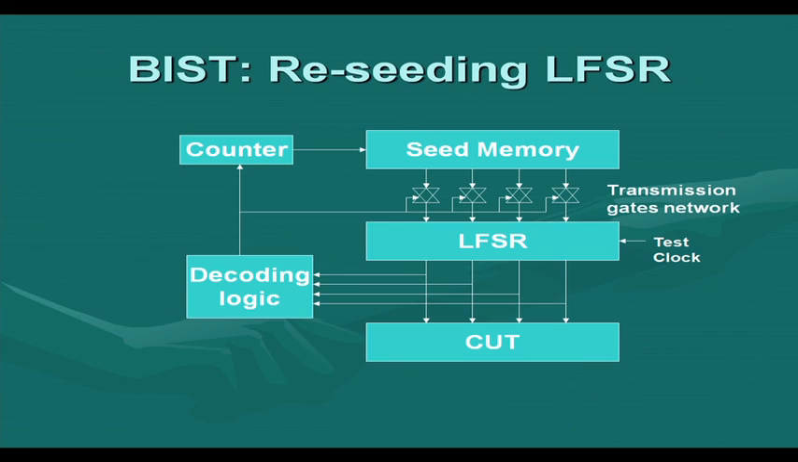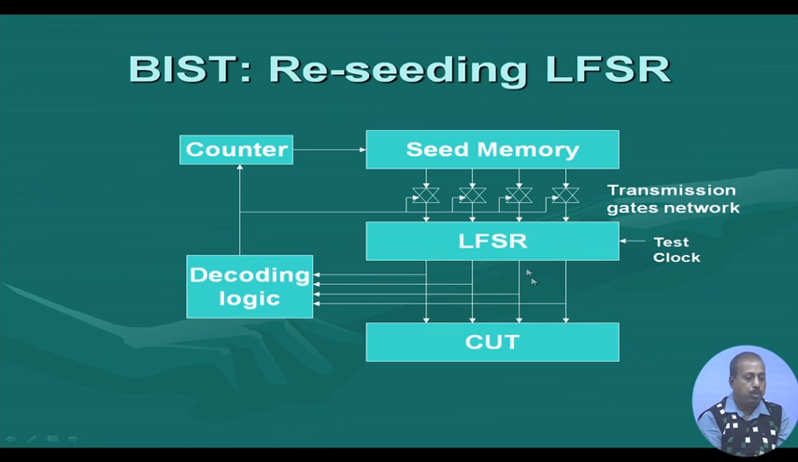So, here you see what is done, this decoding logic. There is a counter, and this counter is addressing the seed memory. This seed memory actually holds all the seed values that are needed for the entire test session. Initially, this counter value is 0. As a result, the first seed value, at memory location 0, will be loaded into the LFSR. The decoding logic will put it as a 1, and this transmission gate network is through, and the seed will be loaded into this LFSR.